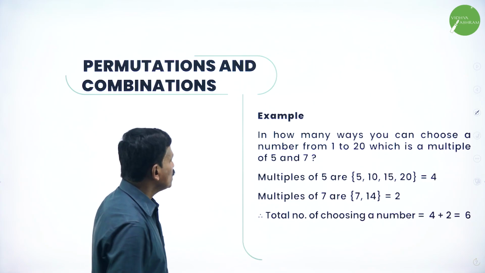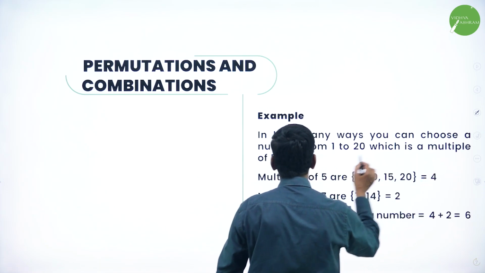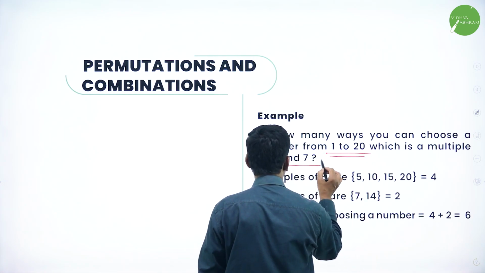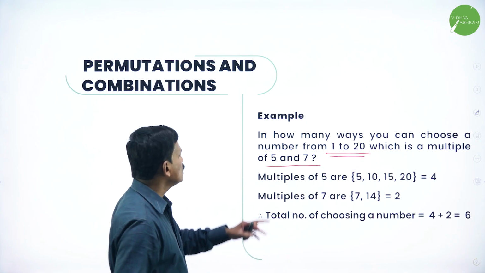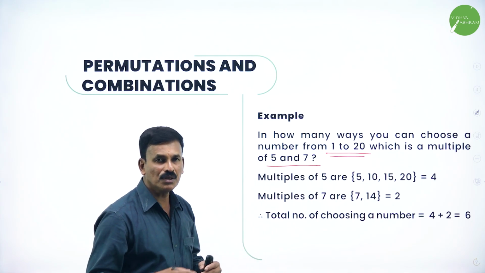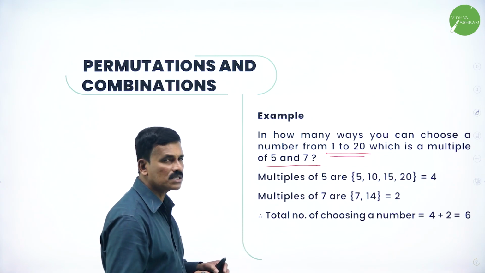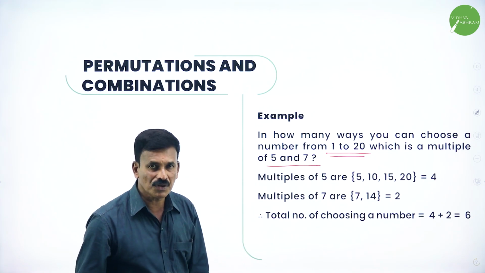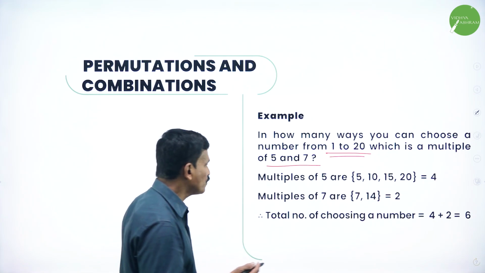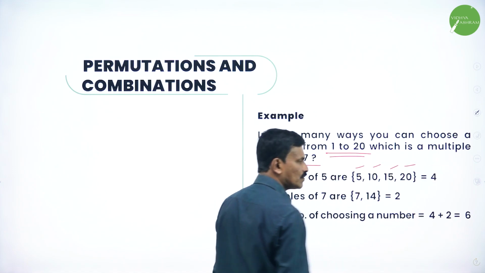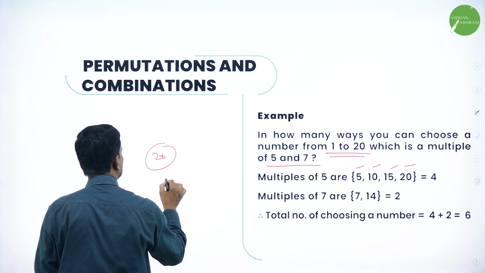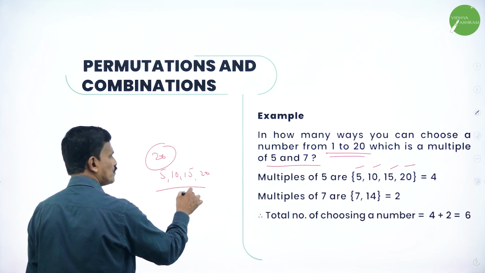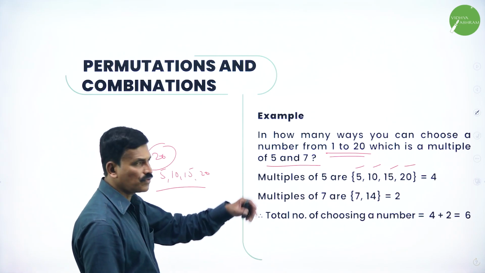For example, in how many ways can we choose a number from 1 to 20 which is a multiple of 5 or 7? In how many ways can we choose a number from 1 to 20 that is a multiple of 5 as well as multiples of 7? Now, let us write the multiples of 5. From 1 to 20, the multiples of 5 are 5, 10, 15 and 20. There are 4 numbers. 5 ones are 5, 5 twos are 10, 5 threes are 15, 5 fours are 20. So, there are 4 numbers.